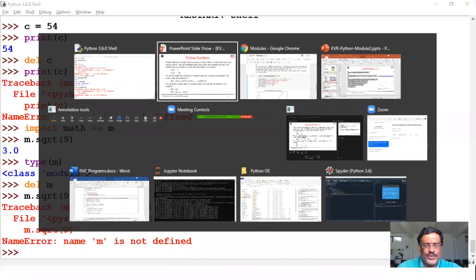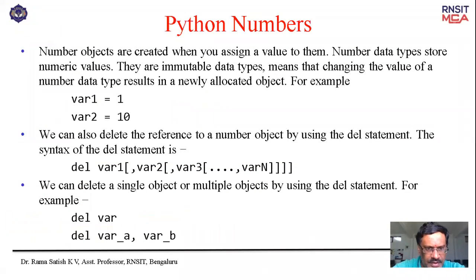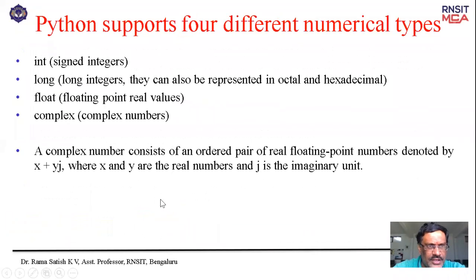And coming on to further numbers. What are the different types of numbers supported? Python supports integer, signed integer as well as unsigned integer. It also supports long numbers. It also supports floating numbers. Yes, we know very well. And it also supports complex numbers. Wow. No other programming language has a complex number data type.